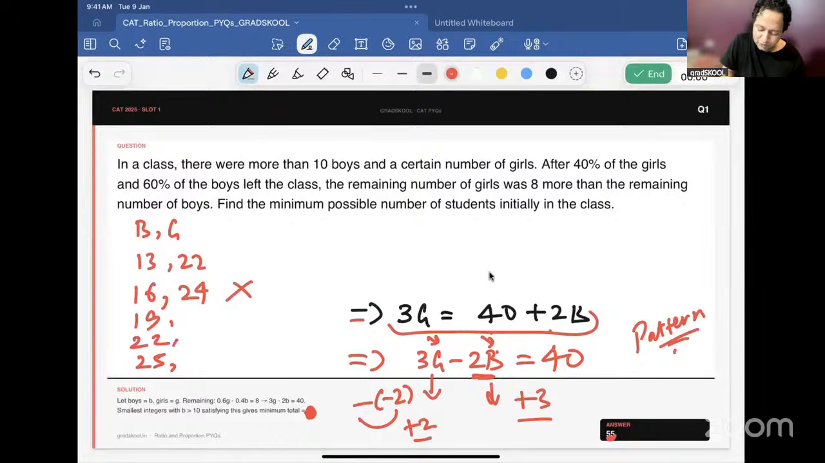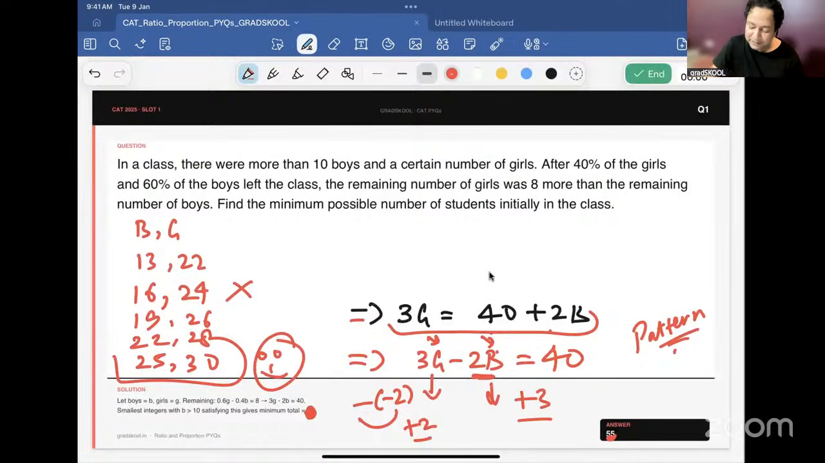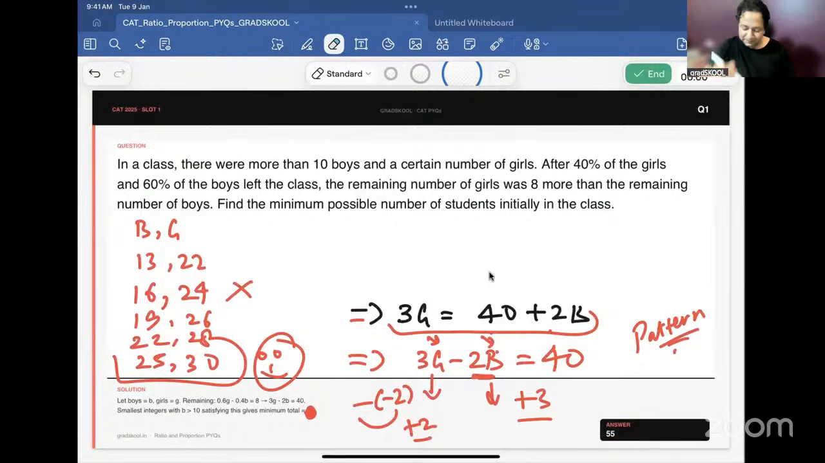Right. Plus 2, 26. Plus 2, 28. Plus 2, 30. Wow. We got our happy space. 25 plus 30. So the answer is 55 as given in the C. I have written the answer in the right bottom of the slide.